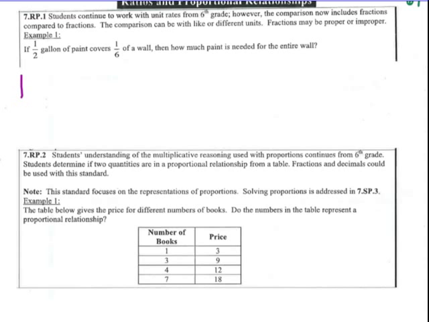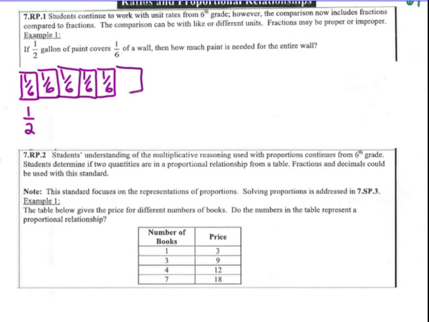One of them is to figure out, okay, well, it takes half a gallon to cover 1/6 of a wall, right? Well, to cover the entire wall, that's 6/6, right? So I could draw the bar model and say, okay, there's 1/6, 1/6, 1/6, 1/6, and one more of those. Hopefully they're all more equal. We get 6/6. 6/6 equals an entire wall.